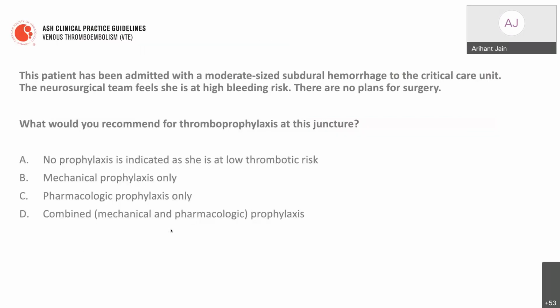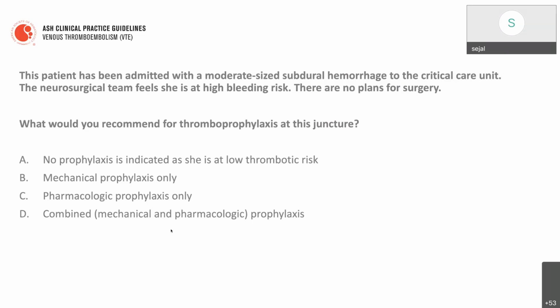Now this is a second scenario. Sejal, are you there? Yes, sir. Sejal, can you read the question? Yes, sir. This patient has been admitted with a moderate size subdural hemorrhage to the critical care unit. The neurosurgical team feels she's at high bleeding risk. There are no plans for surgery. What would you recommend for prophylaxis at this juncture?